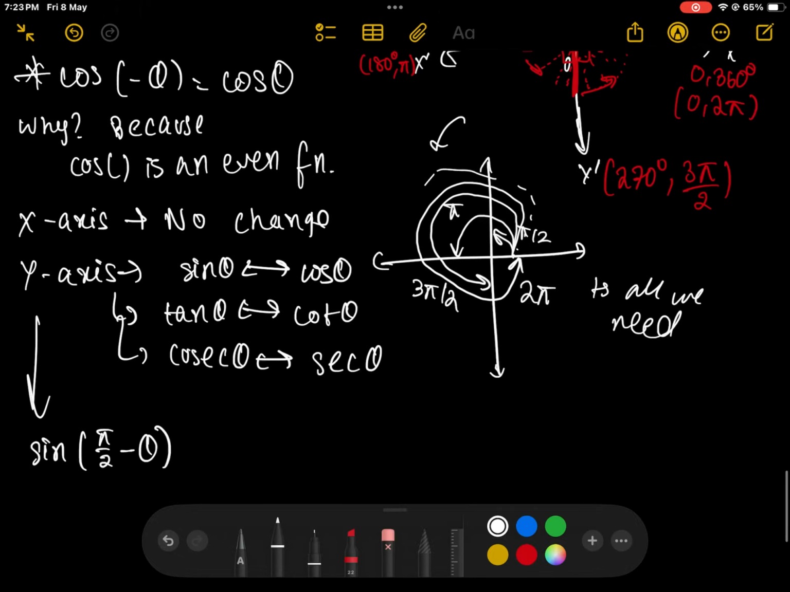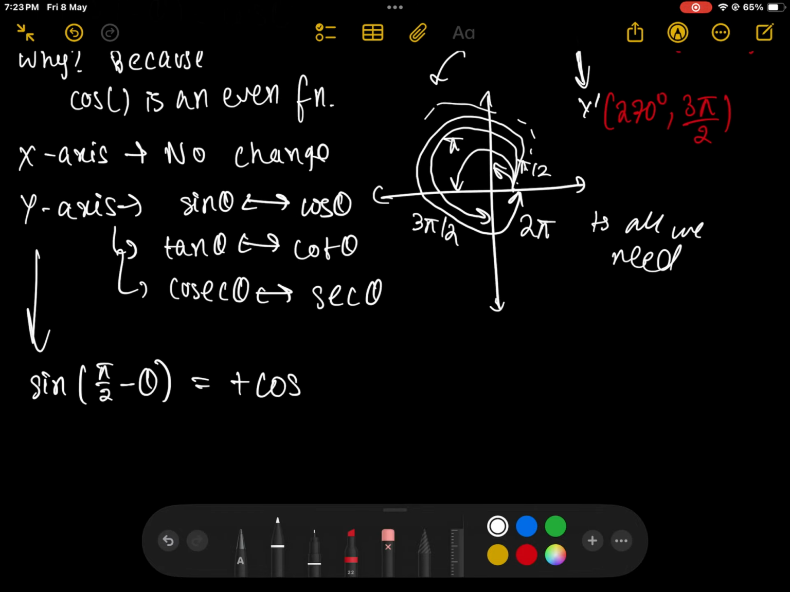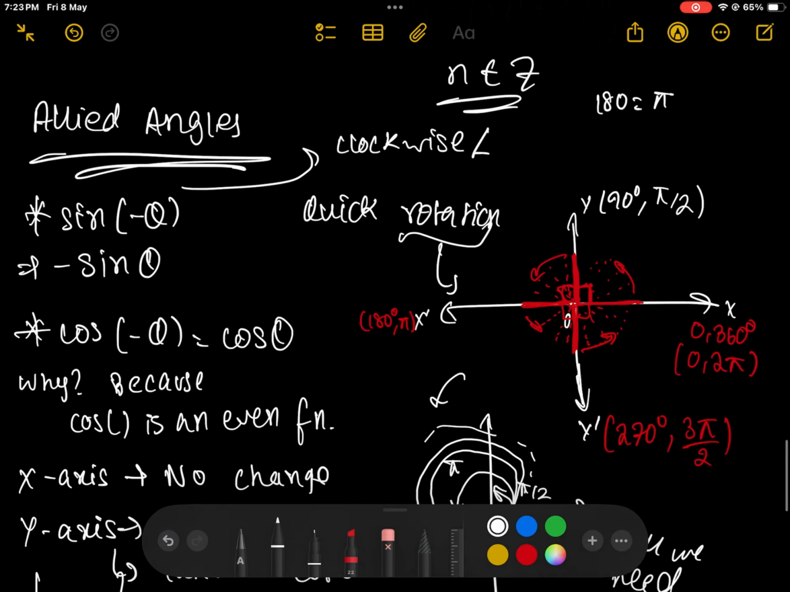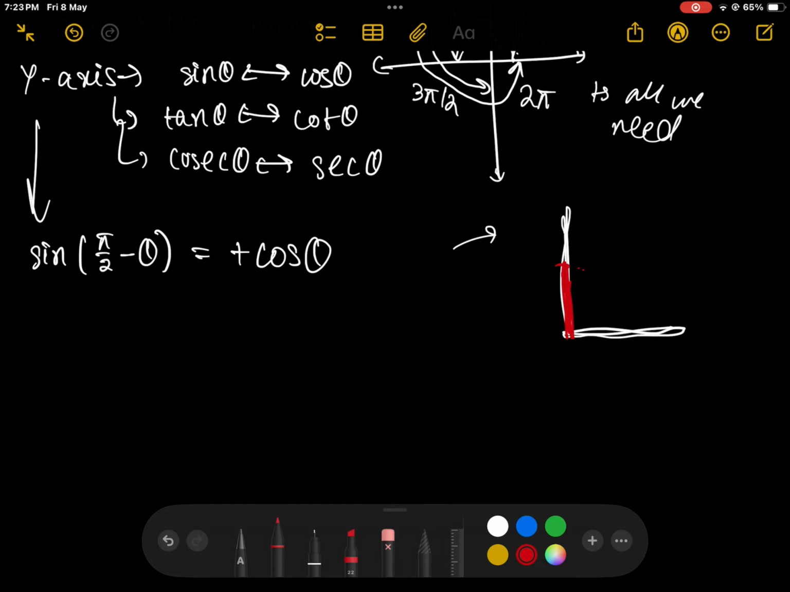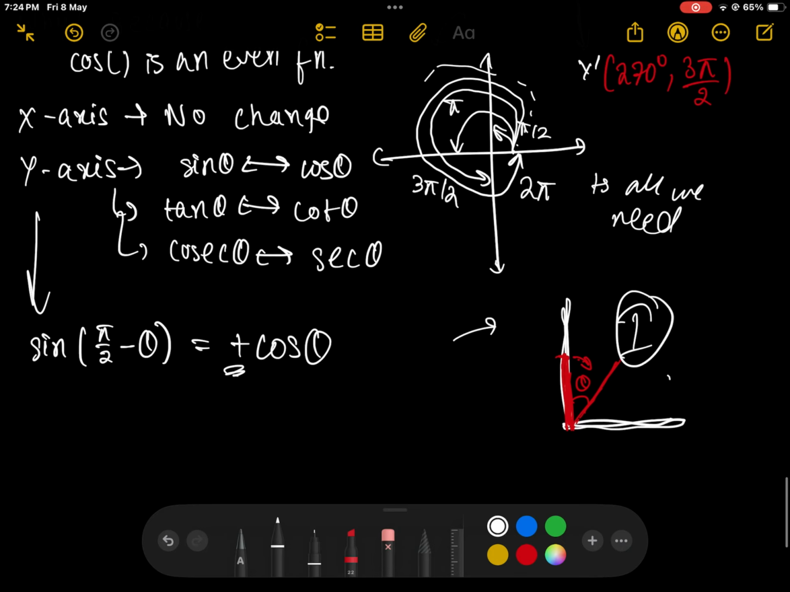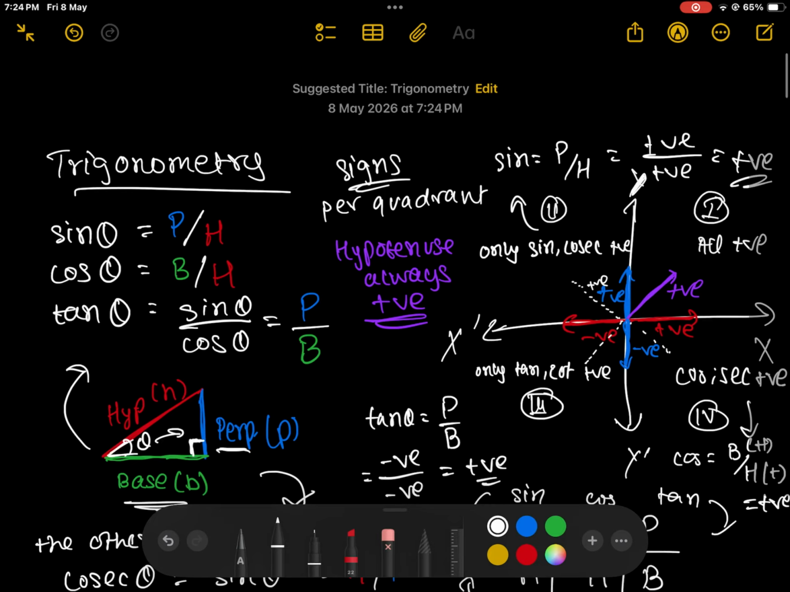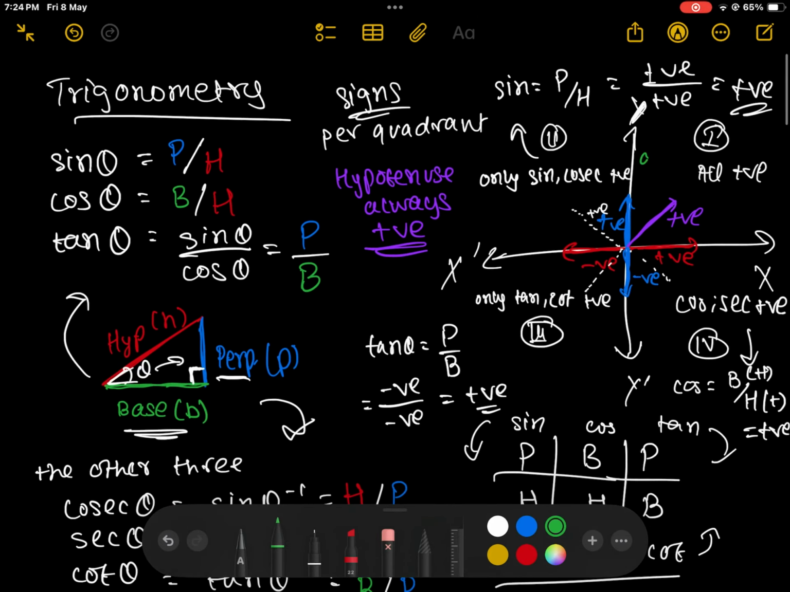But for the y-axis, it's going to change. Sine goes to cos, cos goes to sine, tan goes to cot, cot goes to tan, and cosec goes to sec, and vice versa. Now the first rule, in the y-axis: sine of (pi by 2 minus theta) is equal to plus cos theta. Why is this? Because pi by 2 equals 90 degrees, and when you subtract an angle theta from 90 degrees, it's in the first quadrant, and in the first quadrant every trigonometric ratio is positive, so it's plus cos theta.